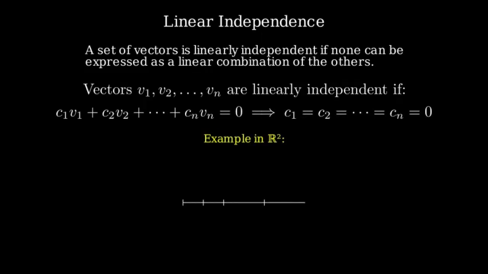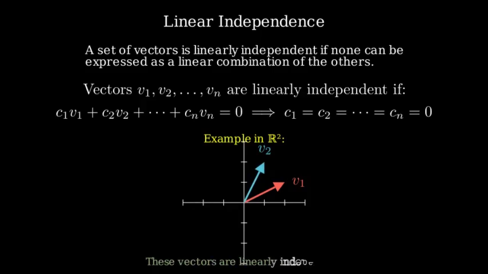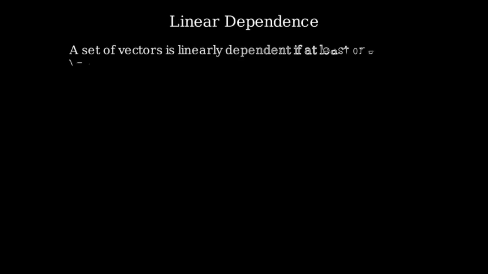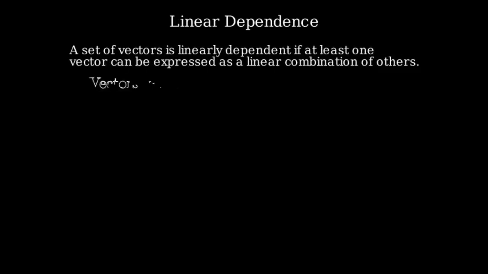Conversely, vectors are linearly dependent if at least one vector can be expressed as a linear combination of the others. Mathematically, this means there exists a non-trivial linear combination that equals 0. In our example, vector v2 is simply 2 times v1, making them linearly dependent.